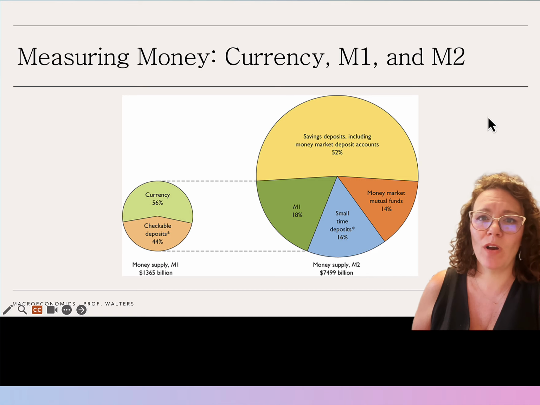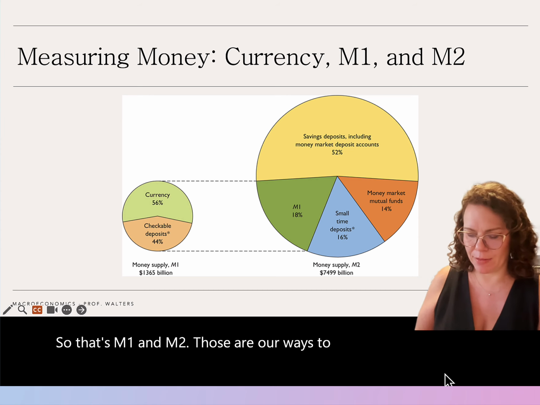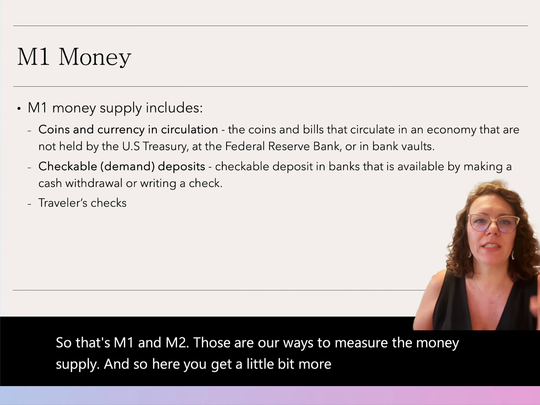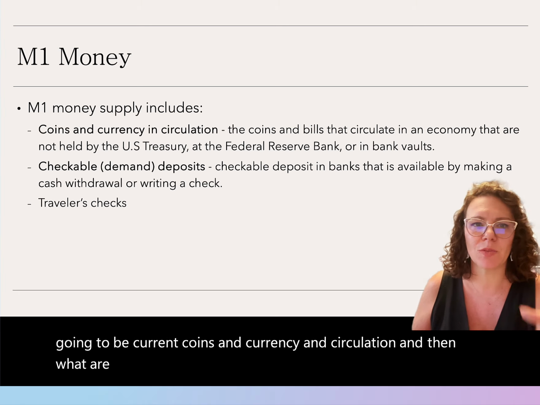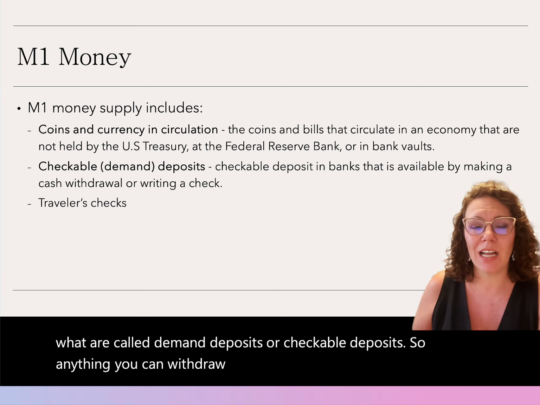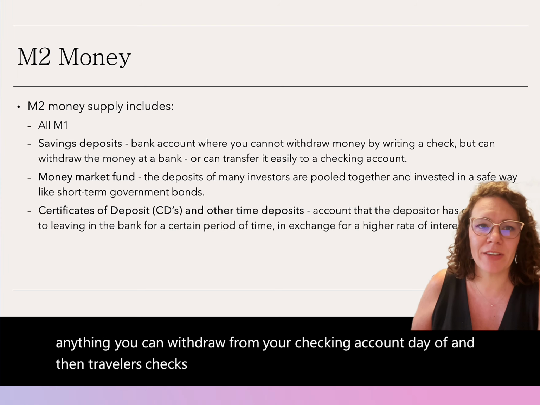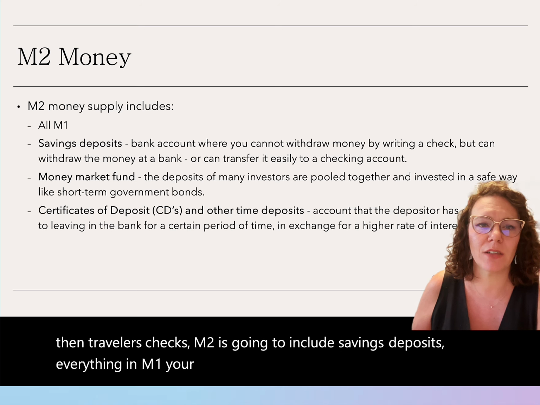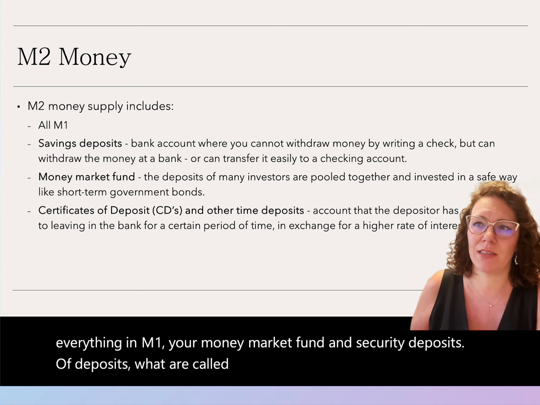So that's M1 and M2. Those are our ways to measure the money supply. And so here you get a little bit more detail into M1. It's going to be current coins and currency in circulation, and then what are called demand deposits or checkable deposits, so anything you can withdraw from your checking account day of, and then traveler's checks. M2 is going to include savings deposits, everything in M1, your money market funds, and certificates of deposit, what are called CDs, and other time deposits.